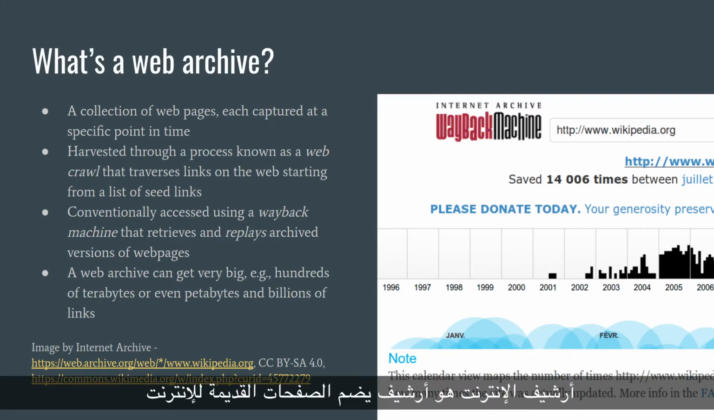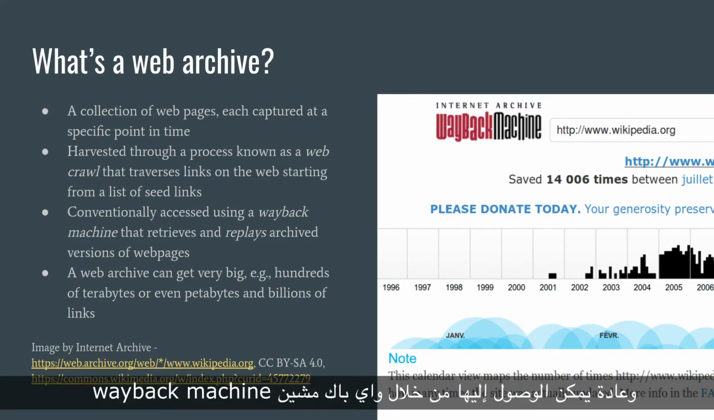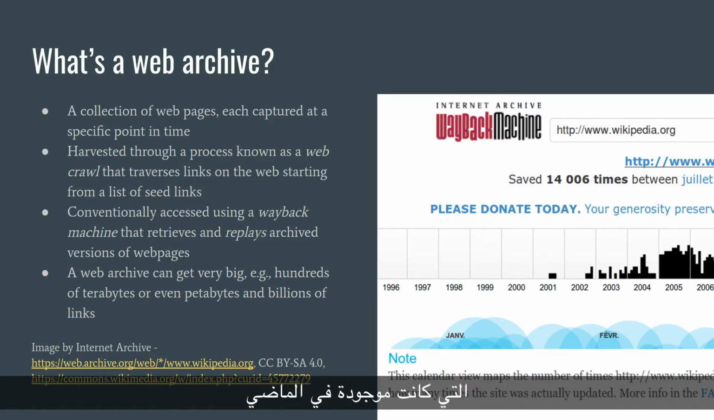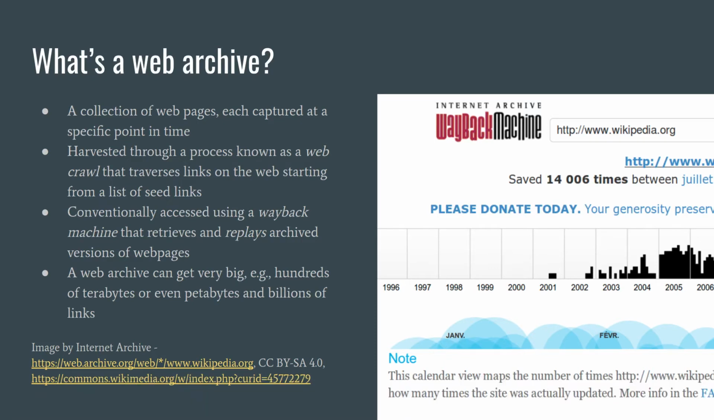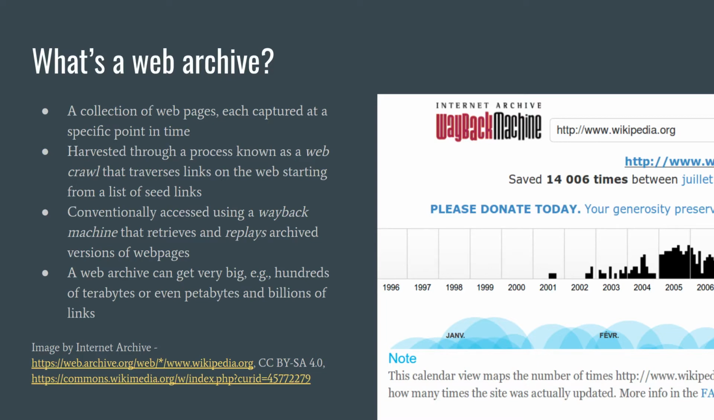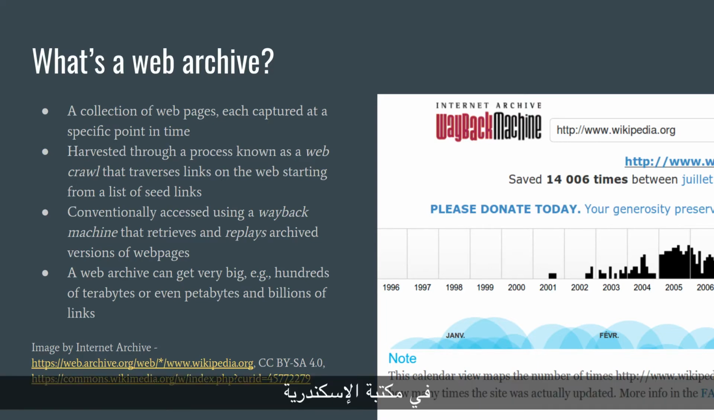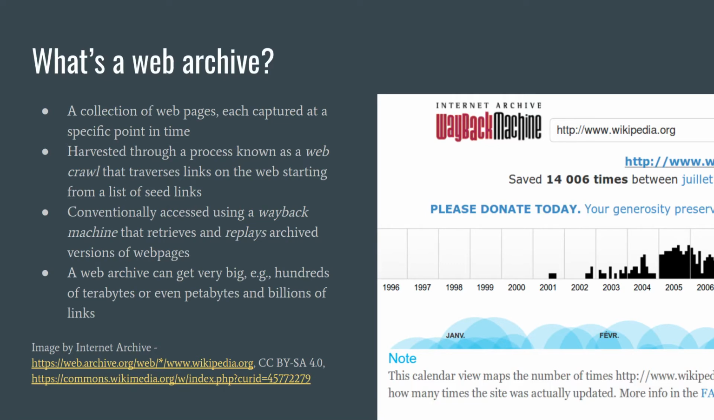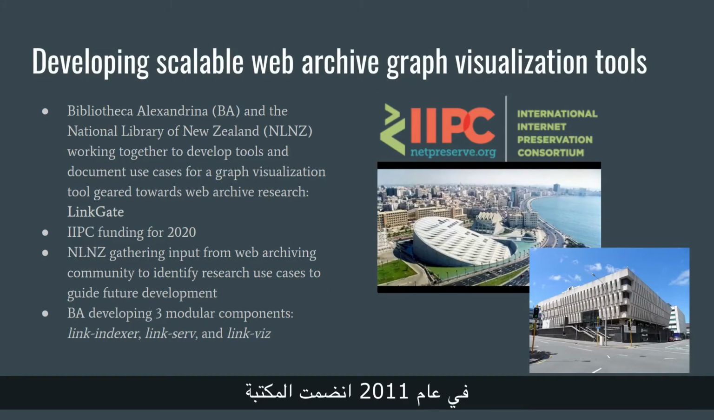A web archive is an archive of older web pages. Traditionally, it's accessed through a Wayback Machine that allows us to browse the web that used to exist in the past. A web archive can get very big, hundreds of terabytes or even petabytes, and billions of links. At Bibliotheca Alexandrina, we have been involved in web archiving since 2002. In 2011, we joined the International Internet Preservation Consortium, working with other institutions around the world to preserve the web for future generations through web archiving.